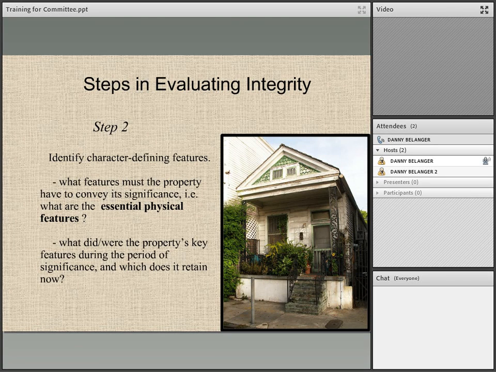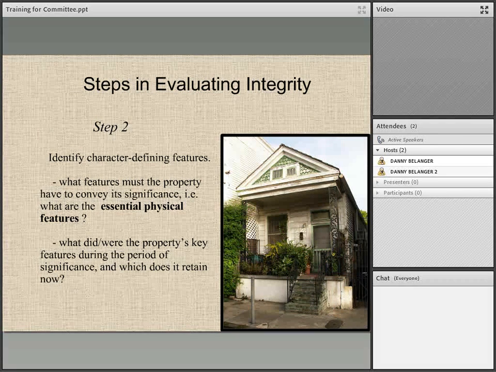Well, I'd say probably the fish scale shingles, the window and door sizes, some of the multi-pane windows, the wood siding. If all of those things were replaced, you wouldn't have the integrity. However, say they just had window replacements, it probably would still retain integrity because it had those other items left.